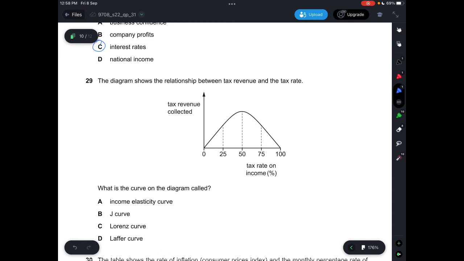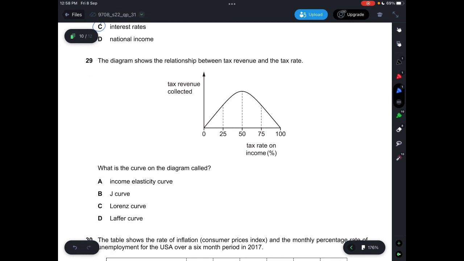And 29, the diagram shows the relationship between tax revenue and tax rate. And what is the curve on the diagram called? This is called the Laffer curve. So answer is D.